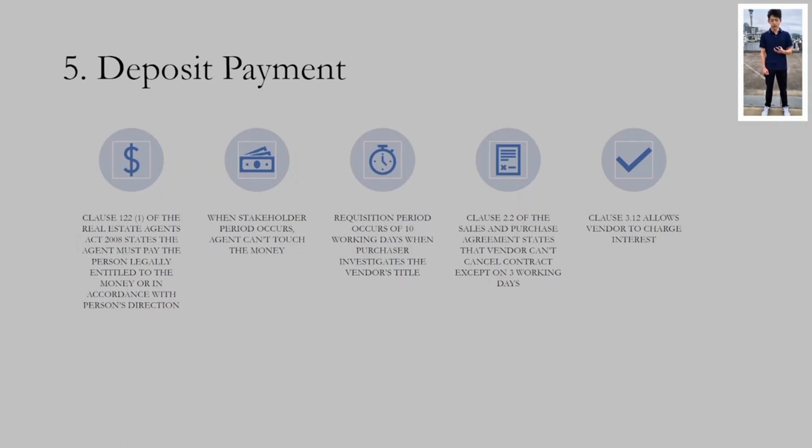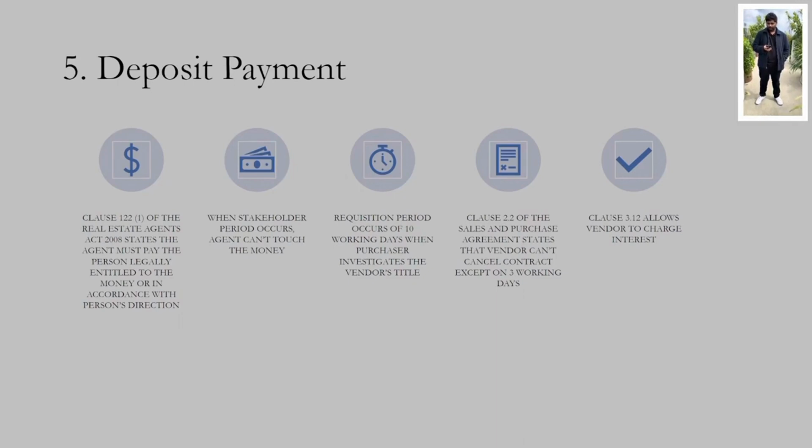Clause 1221 of the Real Estate Agent Act 2008 states that all money received by the agent, in respect of any transaction in its capacity as an agent, must be paid in person, legally entitled to the money, or in accordance with the person's direction. There is a requisition period of 10 working days, where this period is where the purchaser investigates only the vendor's title to ensure that the title is not fraudulent. When selling the property, the vendor must either own the property or have the ability to transfer the ownership.